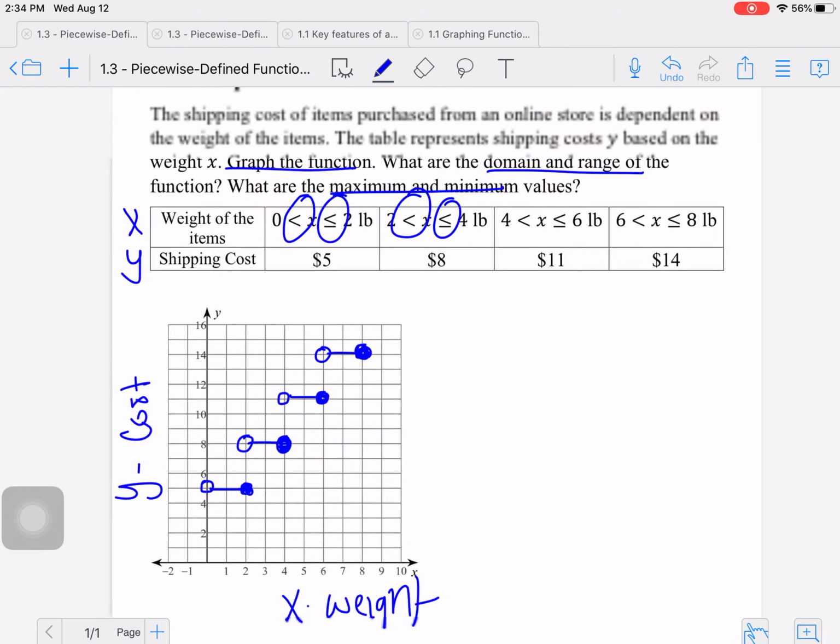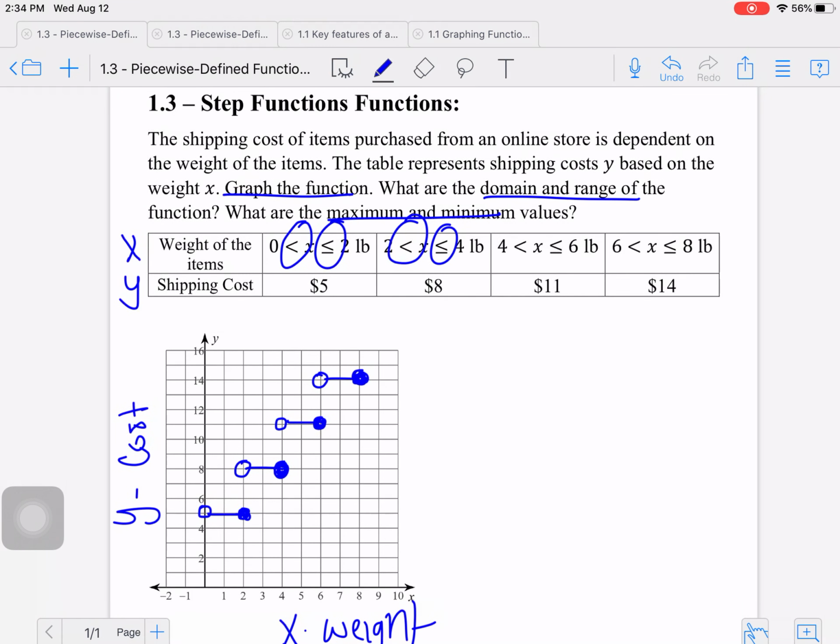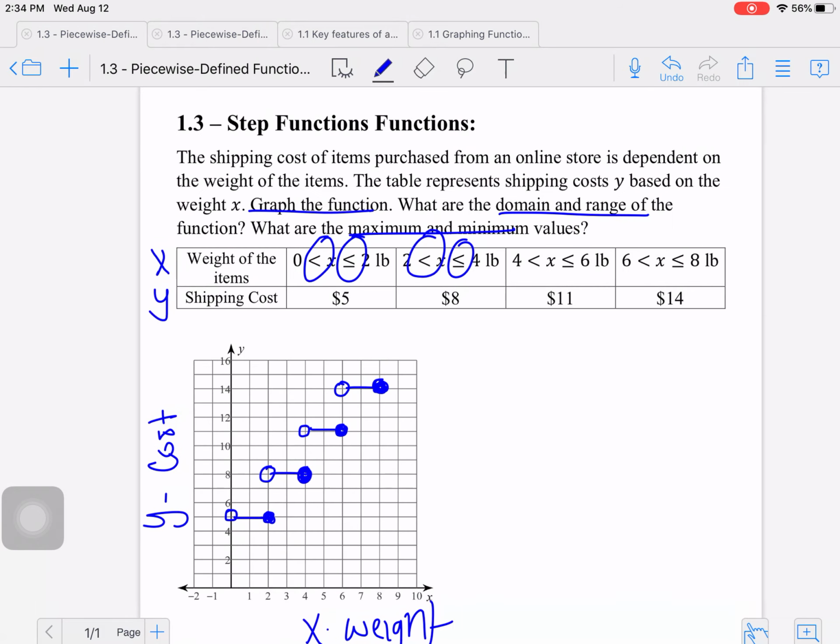All right, so we graphed the function. Notice that it does look like steps, and it basically jumps from one to another. Those are some of the characteristics of step functions. All right, so what is the domain and what is the range of the function?